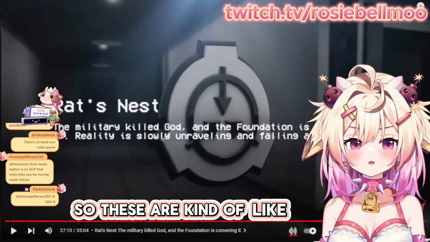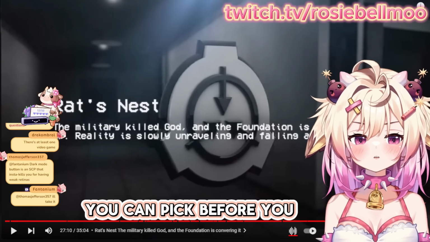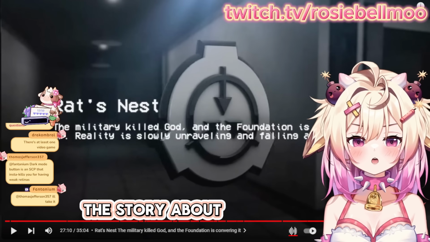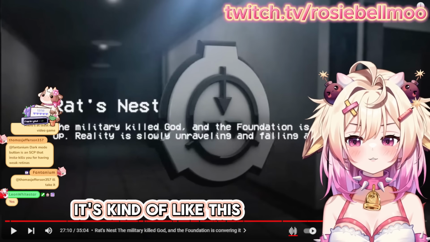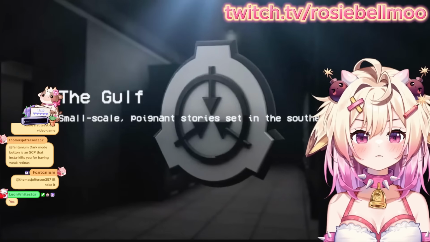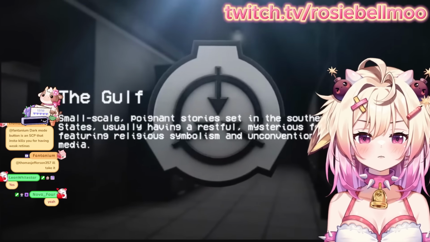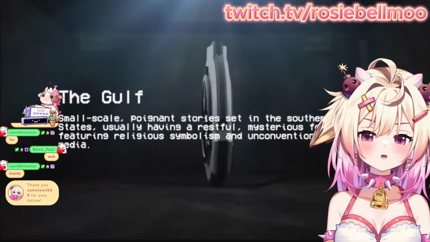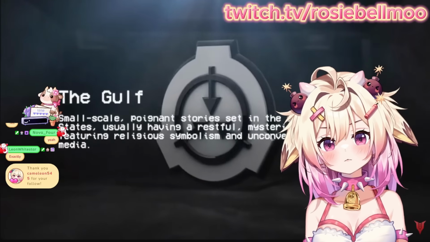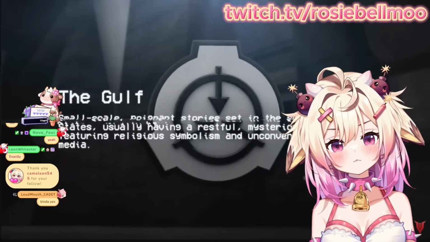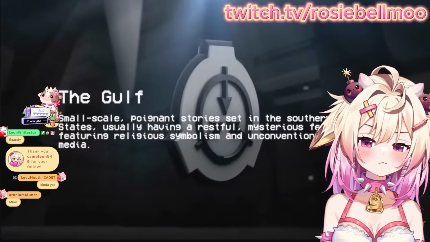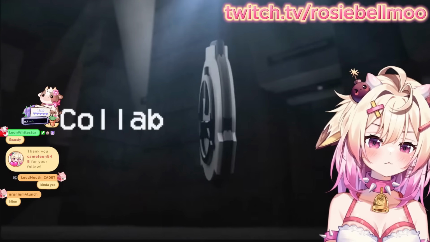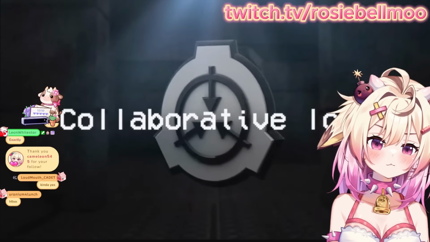So these are kind of like the plot you can pick before you write the story about an SCP, kind of? It's kind of like this is the setting. They're kind of like settings. The Gulf: small-scale, poignant series set in the southern United States, usually having a restful, mysterious feel, and featuring religious symbolism and unconventional types of media. A number of pages on the site are tagged as collaborative.